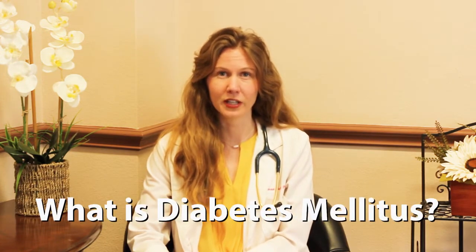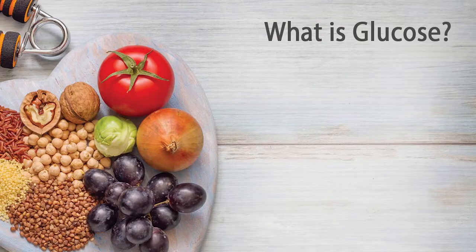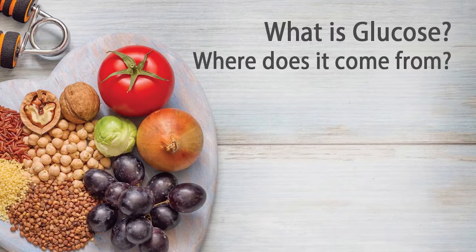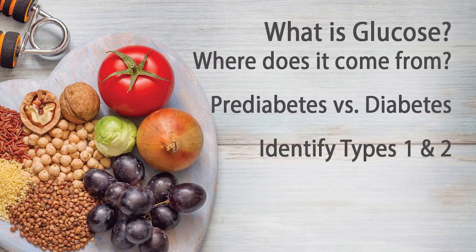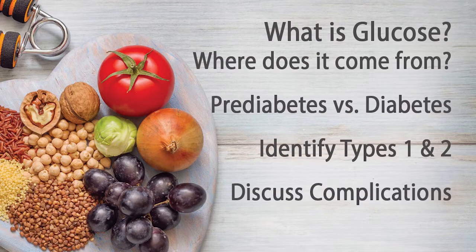Today we're going to be discussing what is diabetes mellitus. We're going to hopefully, at the end of this discussion, be able to describe what is glucose, where does it come from, and define what is prediabetes versus diabetes, and the difference between type 1 and type 2 diabetes, and finally, the complications of diabetes.